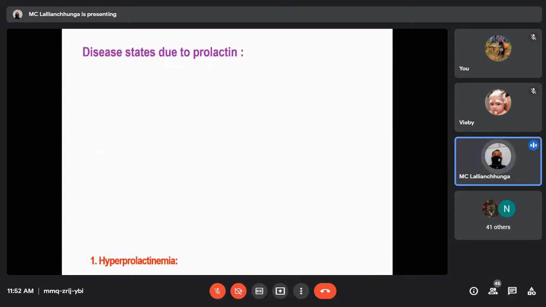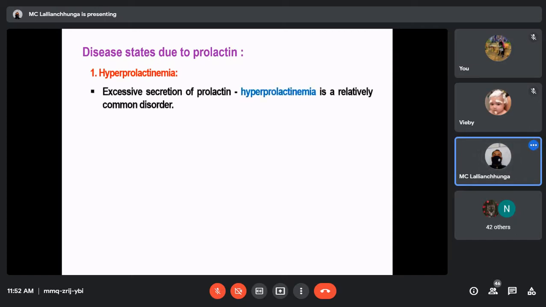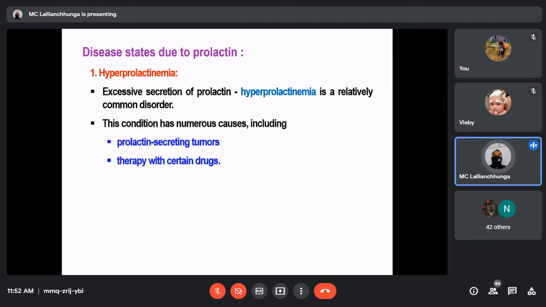Okay, what are the diseases due to prolactin? Let's say hyperprolactinemia, that means increased production of prolactin. It is a relatively common disorder. Okay, the condition has numerous causes. What are the causes? Okay, prolactin secreting tumors. Let's say tumor of lactotrophs is there.